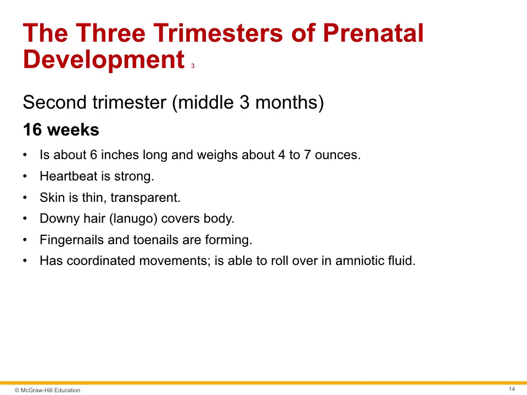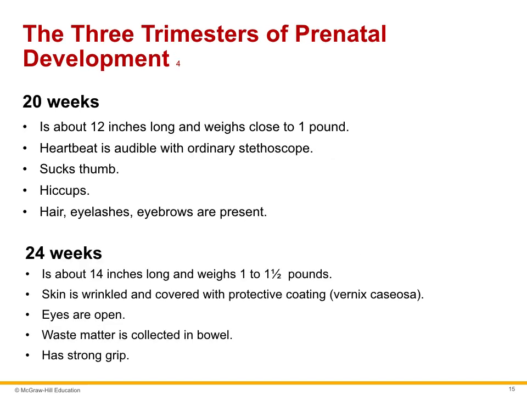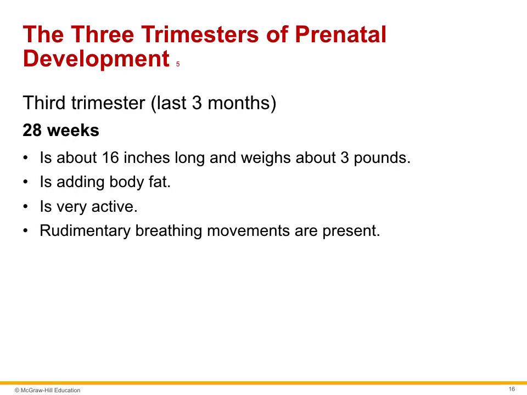And during our second trimester, those are kind of those middle 3 months, you can see a lot of things are forming and changing. During the 20 weeks, you can see certain things are happening, like hiccups and hair and eyelashes. At 24 weeks, eyes are opening, they have a strong grip, and in the 3rd trimester, the last 3 months, the baby is about 16 inches long and weighs about 3 pounds. At this time, it's constantly adding body fat, very active.